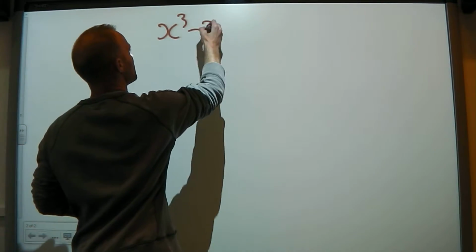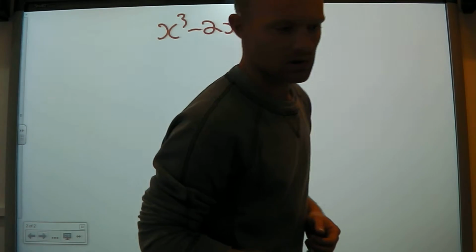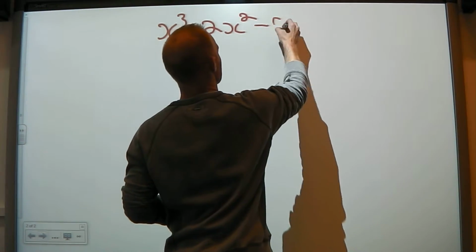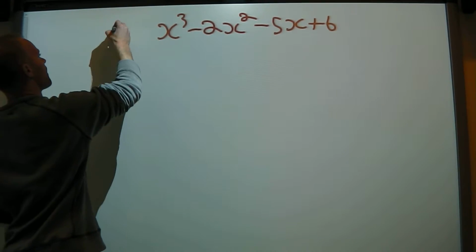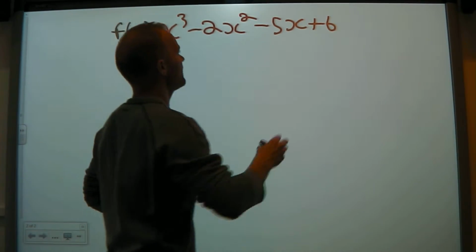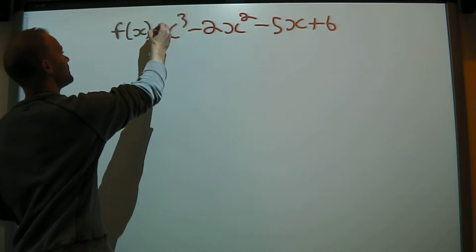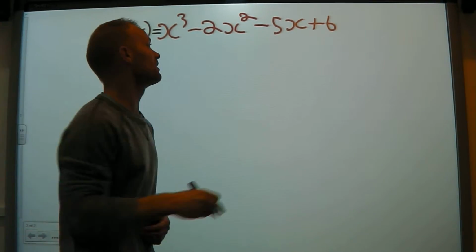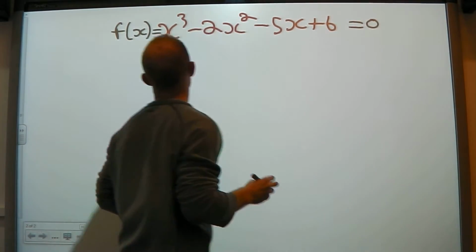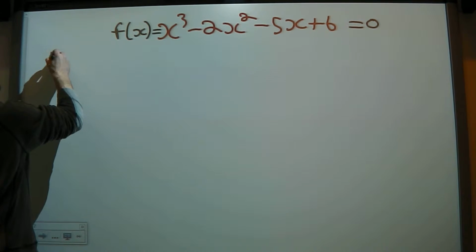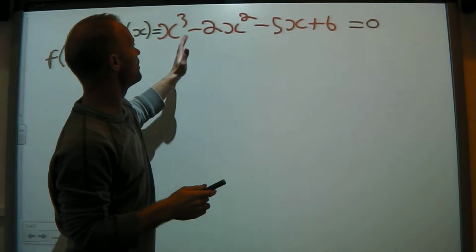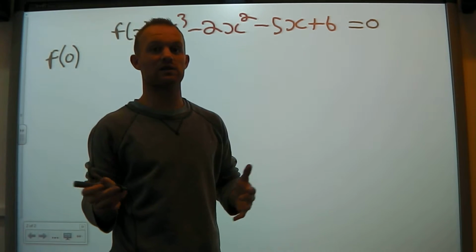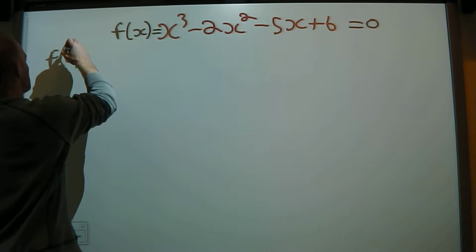x cubed minus 2x squared minus 5x plus 6. So here, f(x) is equal to that. The roots of this equation are when f(x) is equal to 0. Well, we could already try, say, f(0). So we fill in 0 for our x terms. That implies 0 minus 0 minus 0 plus 6 is equal to 0, 6 is equal to 0. That's wrong. So we change this to 1 instead.